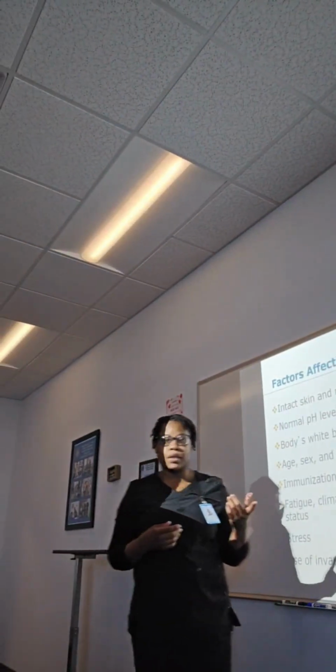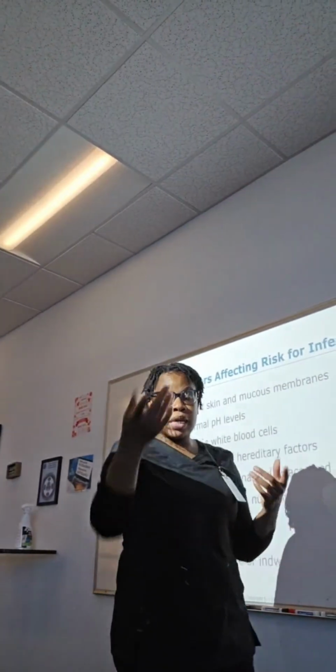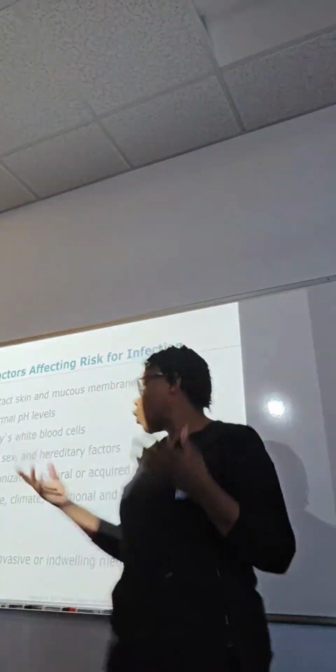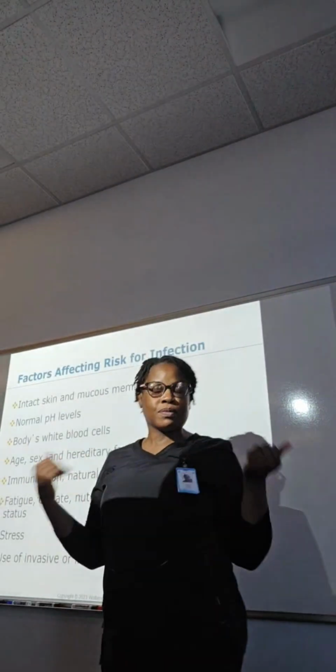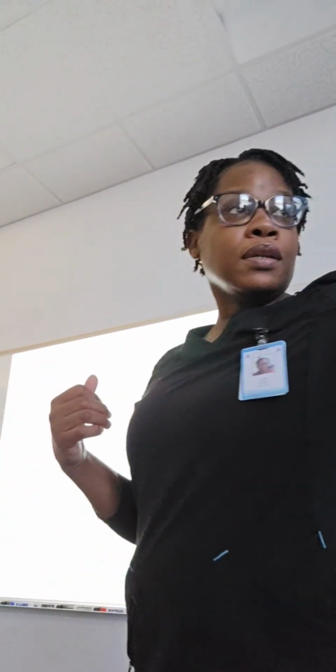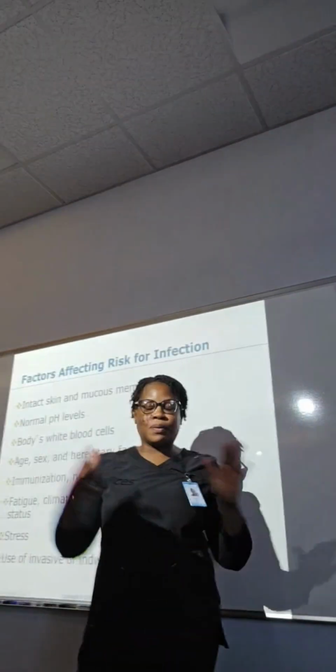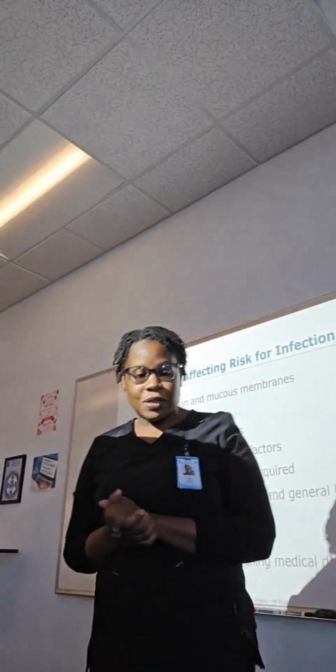What's natural immunity? You were born with it, and then acquired means you get it later on. What are the different ways you can acquire immunity against a pathogen? Vaccine is one. What's another one? Exposure.